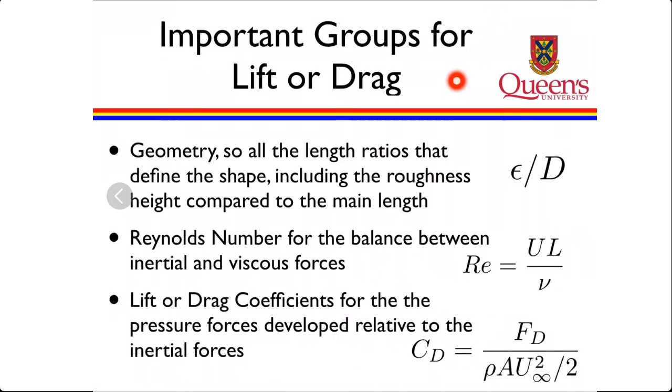In many mechanical engineering contexts, we're interested in lift and drag on automobiles, on aircraft, on just about anything that's moving through the air or the water. Important groups are going to include for certain the geometry. What shape are the things that we're looking at, including the details of the shape. For instance, the roughness height compared to the main length of the body. Reynolds number, always important, and that will tell us what the drag coefficient is or what the lift coefficient is for performance in our real system. So we can scale our model performance up to a larger or down to a smaller sized system.